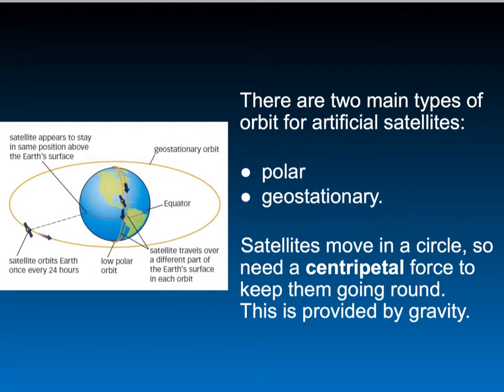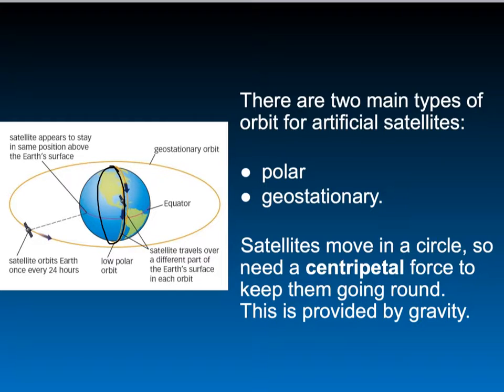Now there are two main types of orbit for artificial satellites. We've got satellites that are in a polar orbit and satellites that are in a geostationary orbit. The satellites that are in a polar orbit go around the poles of the Earth. Now they are normally in quite a low orbit, and because they're in a low orbit, they have a short time period. They are travelling quite fast.